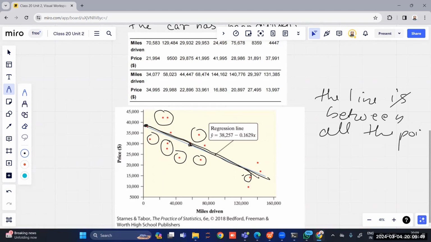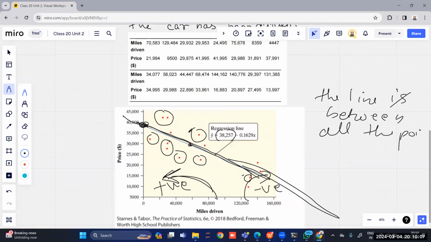Okay, so we have seen its y-intercept here, which is 38,257, and its slope here. See, slope. When we measure the inclination like this, it is positive. When we measure like this, it is negative. So here the line goes downward, so the slope will be negative. If we are measuring like this, the angle is obtuse, greater than 90. The slope will be negative.